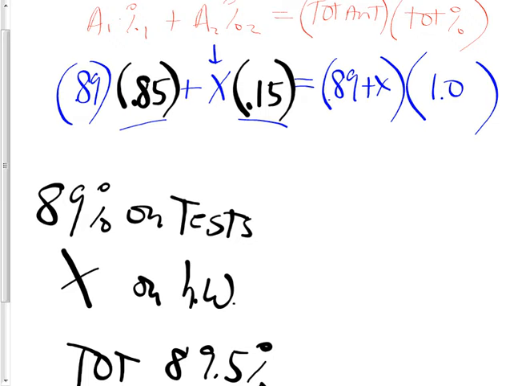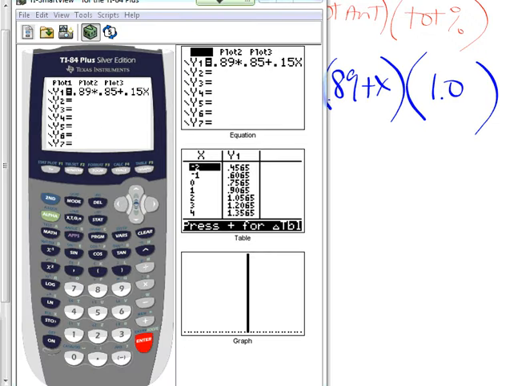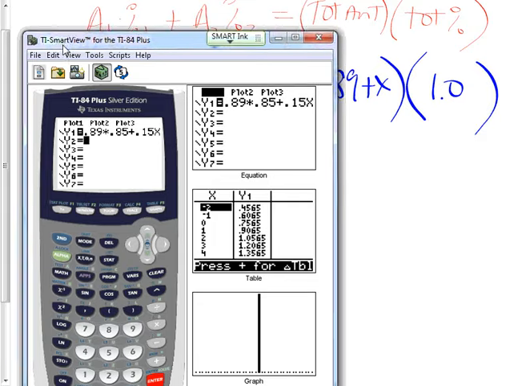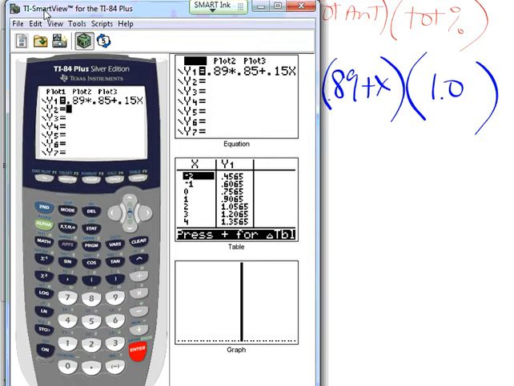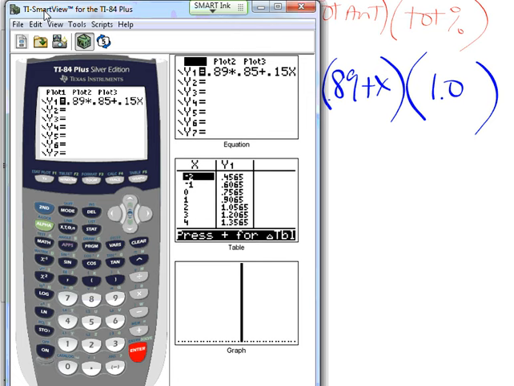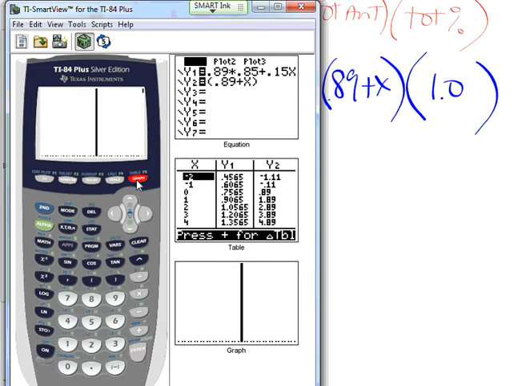Okay, so I'm putting in the first equation to see where they cross. And I got 0.89 times 0.85 plus 0.15x. That's the left side. Now I'm going to do the right side of the equal sign. 0.89 plus x, in parentheses, times 1. Well, I don't have to times it by 1, do I? All right, so I'm going to hit graph, and I'm going to hopefully see these two lines crossing.